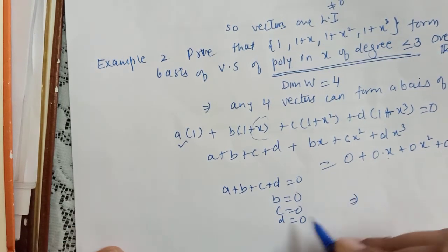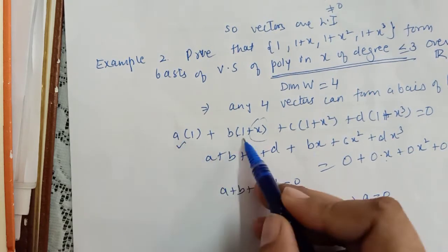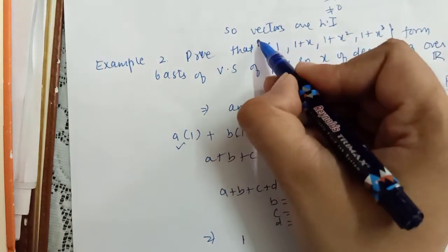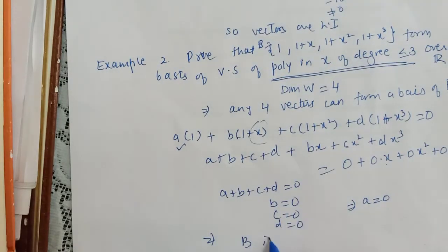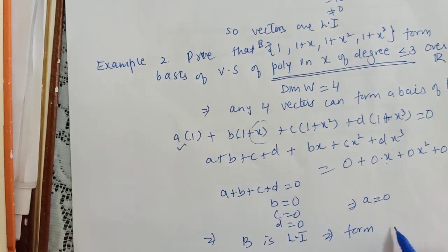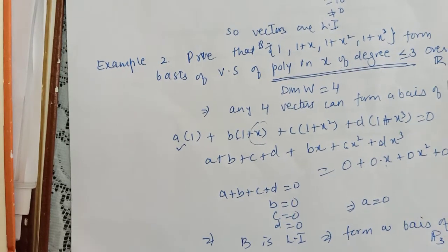So what does that imply? Put all the values here. A will also be 0. So all the coefficients are 0. It means this set of vectors is linearly independent. It means it forms a basis of the set of polynomials of degree less than or equal to 3.